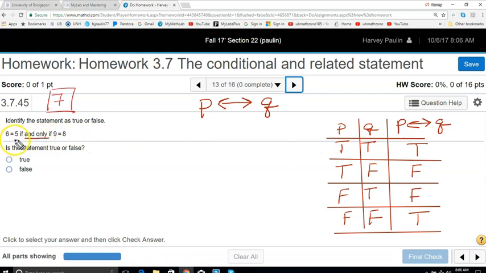So now as we look at this and we say 6 equals 5, that is false. 9 equals 8, and that is false. So we have two false statements. And again, this that I have underlined in red indicates the biconditional. Then this equals true. All right, we'll go on.